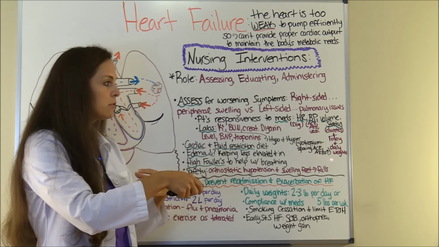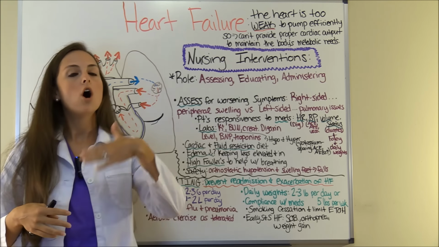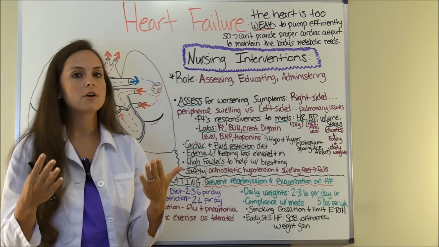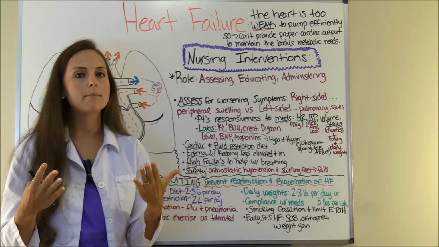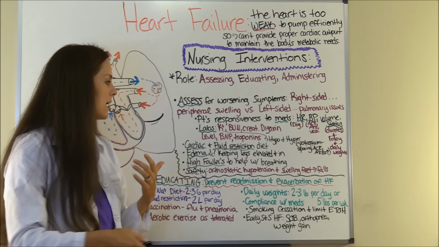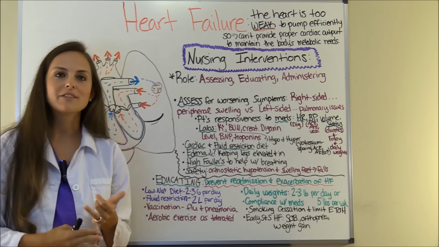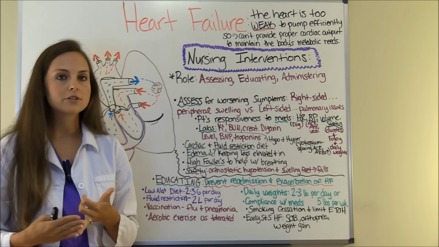And ACE inhibitors and ARBs, they can increase potassium. So if you have a patient on an ACE inhibitor and Aldactone, they are at major risk for hyperkalemia. So you have to tell the patient to watch their potassium intake. Also, you're going to be assessing and making sure they are following their cardiac diet and their fluid restriction diet.